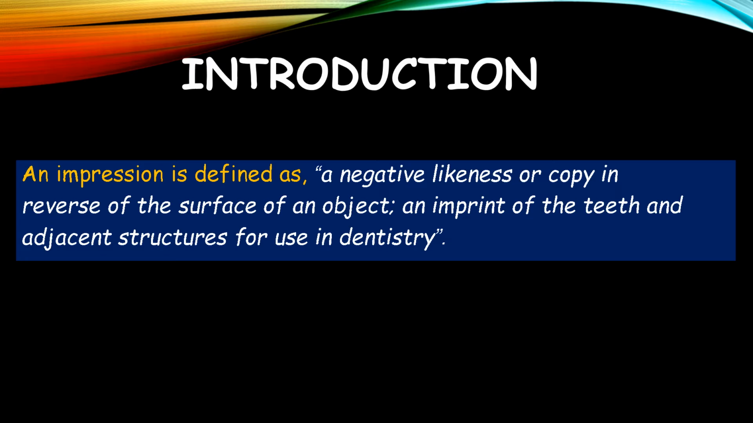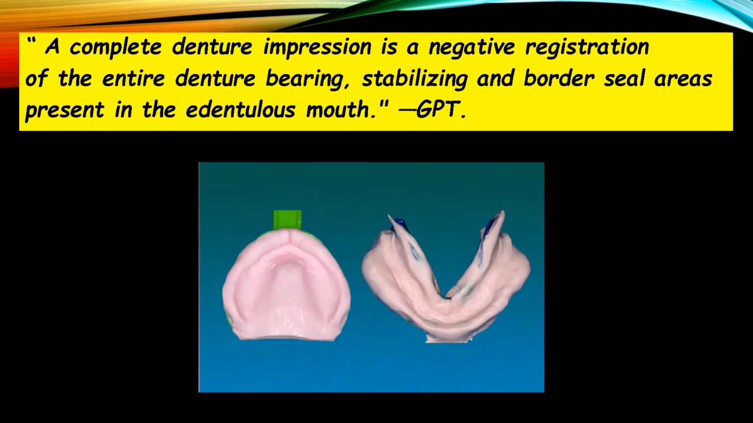And what is an impression? It is defined as a negative likeness or copy in reverse of the surface of an object, an imprint of the teeth and the adjacent structures for use in dentistry. So, according to the Glossary of Prosthodontic Terms, a complete denture impression is a negative registration of the entire denture bearing, stabilizing and border seal areas present in the edentulous mouth. So this picture shows an excellent preliminary impression.